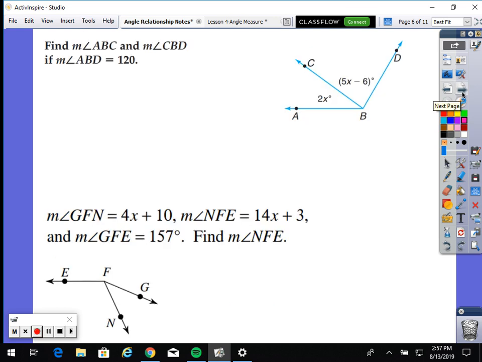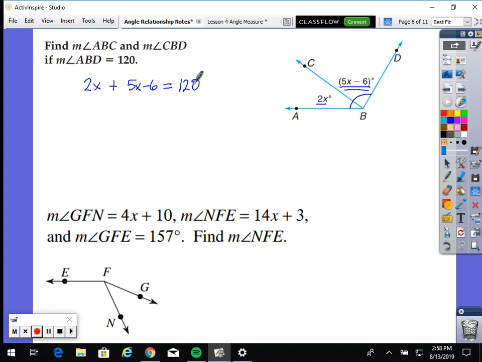We're going to step it up just a little bit and have some algebraic expressions as our angle measures. So the total angle measure is 120 degrees, so I know that this whole thing is 120 degrees. And since they are adjacent angles, I can add the 2 angle measures up. So I would have 2x, which is the measure of angle ABC, plus 5x minus 6, which is the measure of CBD. And I know that it's going to equal the total angle ABD, which is 120.